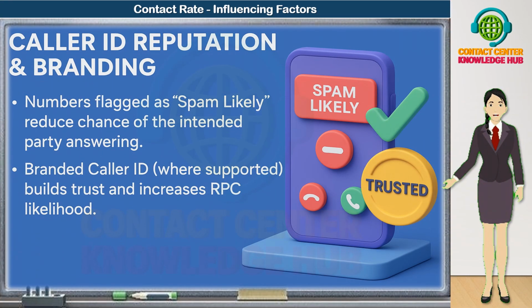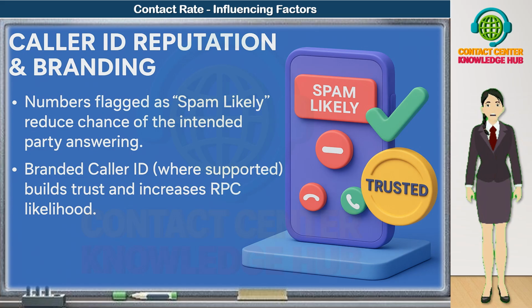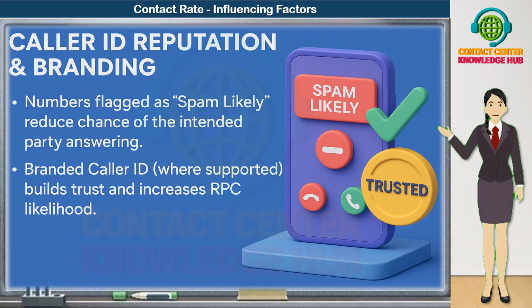Another crucial influencing factor is caller ID reputation and branding. Before a customer even picks up the phone, the caller ID display determines whether they will trust the call or reject it. If your number is flagged as spam likely or potential fraud, the chance of the customer answering drops sharply, no matter how strong your data or timing might be. That's why maintaining a clean caller reputation is critical. Regularly monitor your outbound numbers, manage call volumes responsibly, and avoid aggressive dialing behaviors that trigger spam.